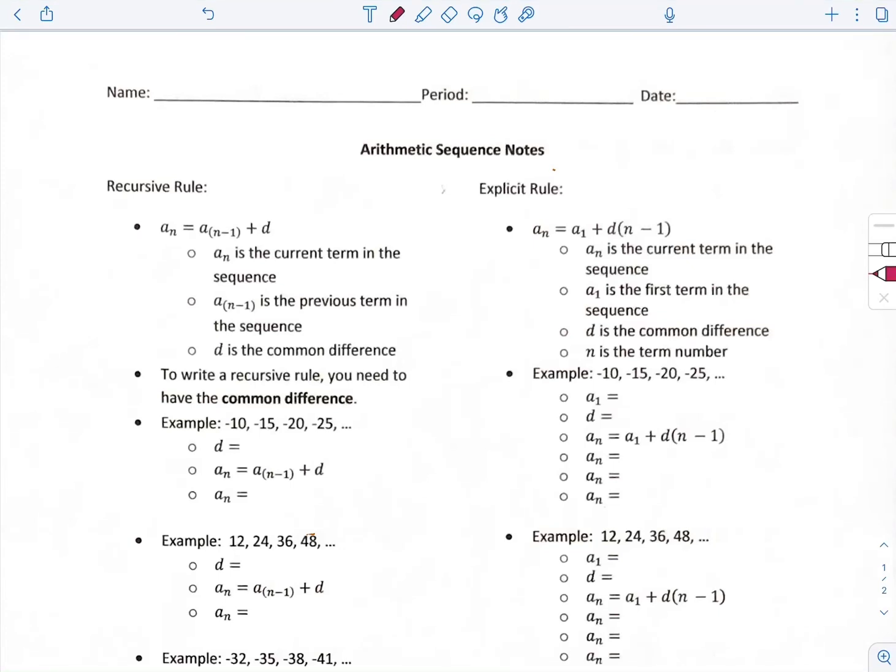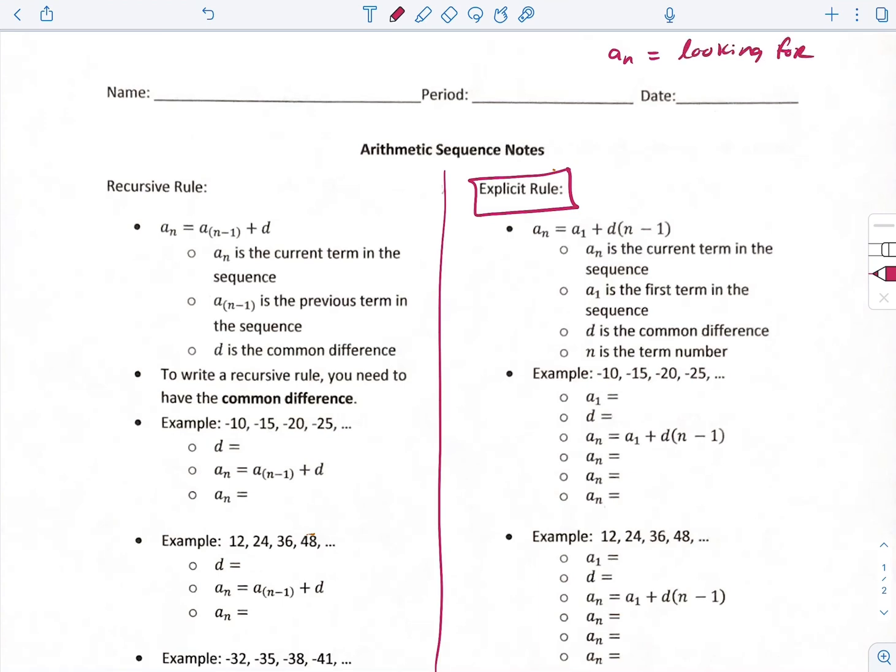All right, guys, now we're going to talk about the explicit rule. We're going to be on this right side over here, talking about the explicit rule. We've already gone through some background knowledge where we talk about A sub n, what we're looking for. It says the current term. I just like to say the term we're looking for.